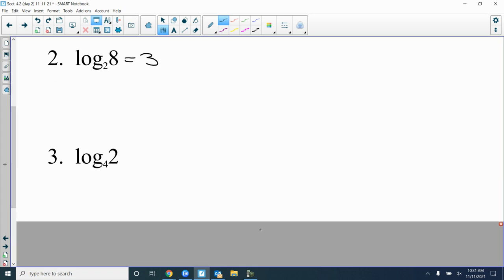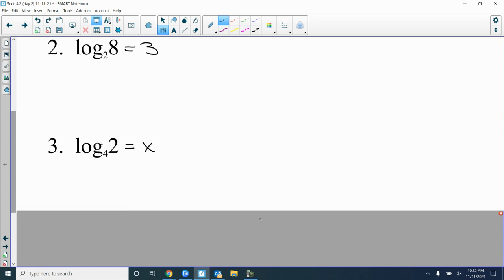Next one, think about it a little bit. Log base 4 of 2 is what? So it's not probably obvious. It's not like boom right there. So if you get stuck, here's what I tell you to do. Put it equal to something. You call it x. How do you rewrite that in exponential form? 4 to the x power equals 2. All right, what is that? Anybody know?